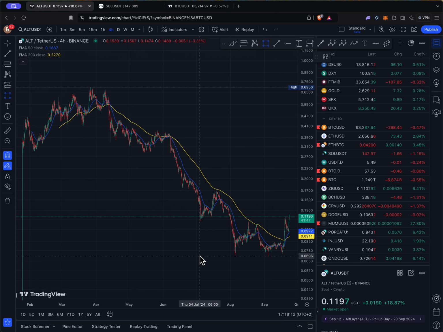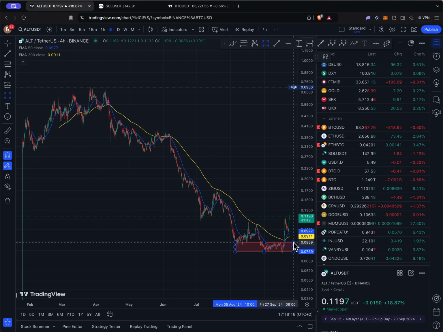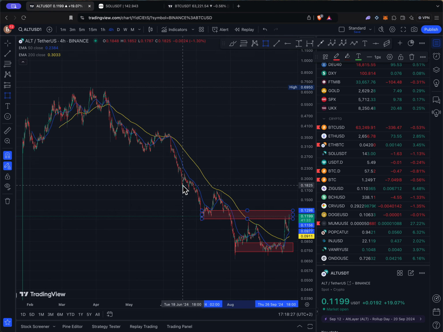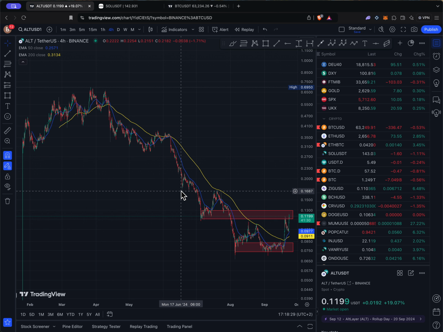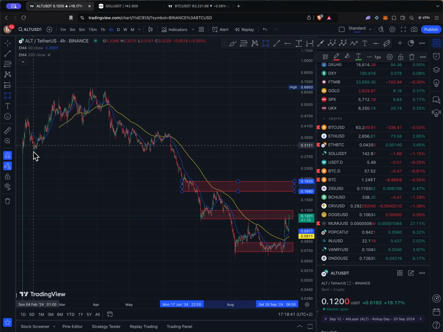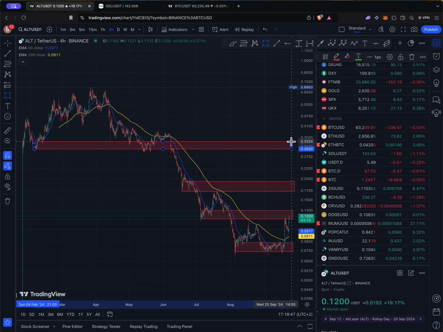I see, for example, we have in here the bottom liquidity zone. Here we can find another. Then we can find another zone more or less in here, and this in here. So those are the major supply and demand zones.